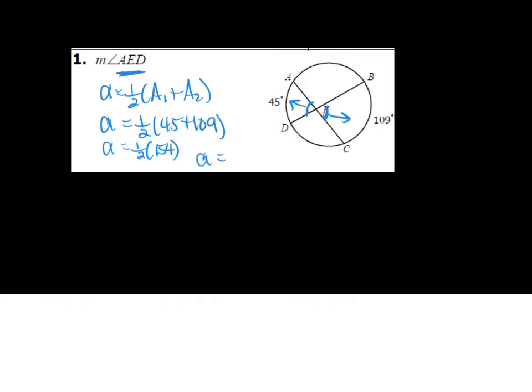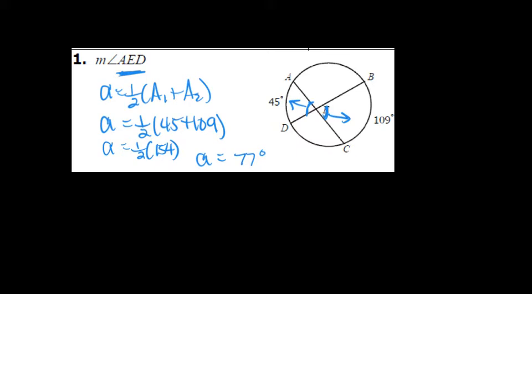So in this problem, we are looking for angle AED. Angle AED is here. It's on the inside of the circle. So what we want to do is point at the arcs. The angle is interior, so the angle is equal to half of arc 1 plus arc 2. So the angle is equal to half of 45 plus 109. So the angle is equal to half of 154, so the angle is equal to 77 degrees.